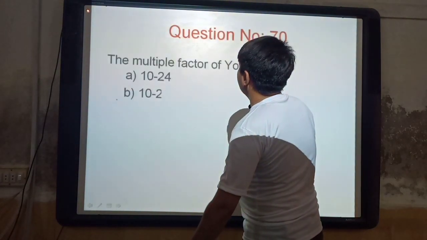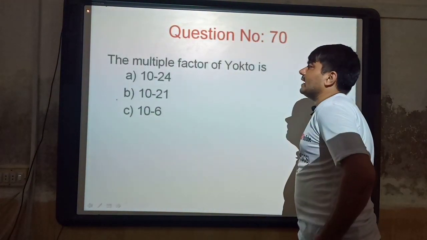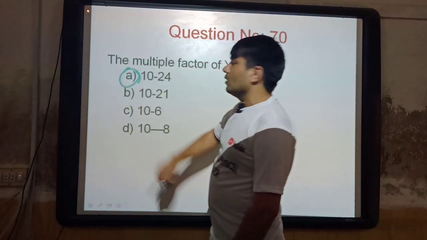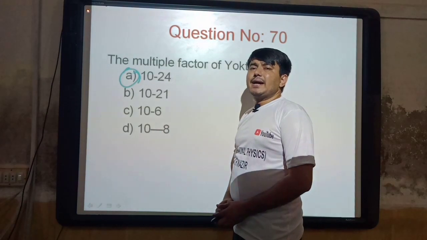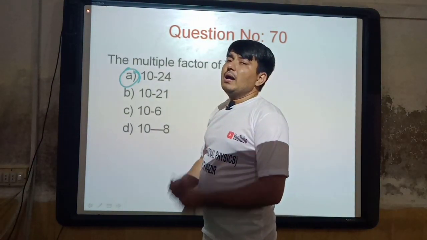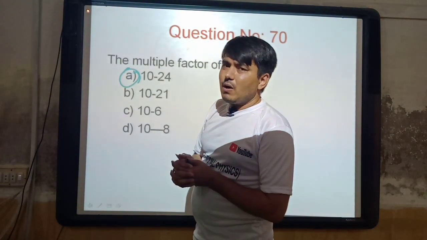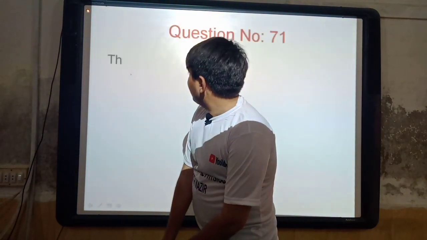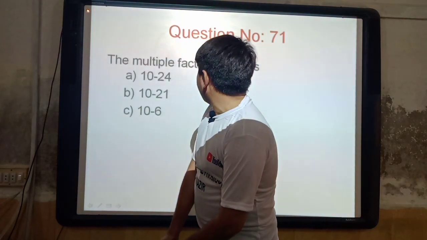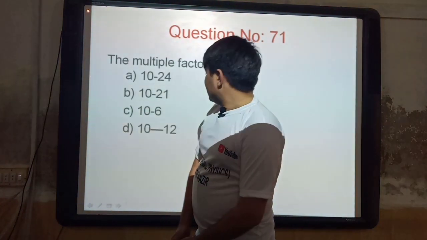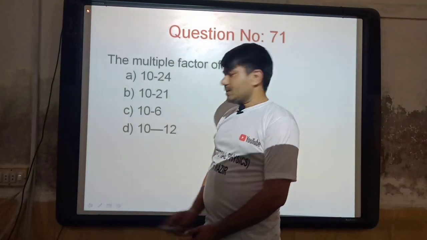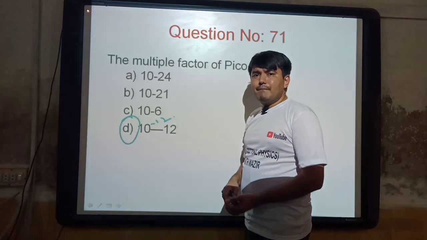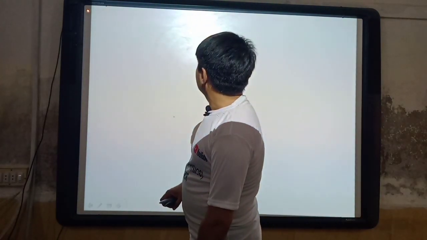Another question, the multiple factor of a yocto. 1 yocto is equal to 10 to the power minus 24. Another question for you, the multiple factor of a pico. You know 1 picofarad. 10 to the power minus 12.